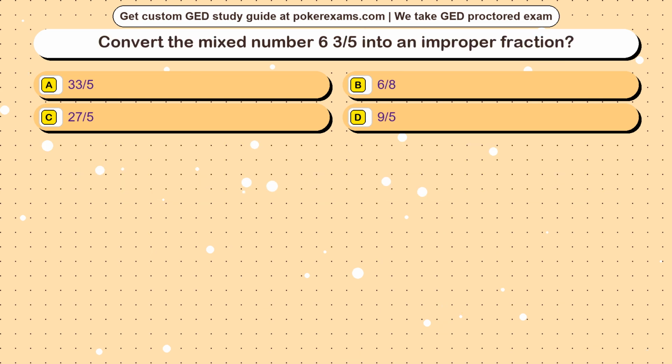Question 23. Convert the mixed number 6 and 3/5 into an improper fraction. Option A, 33/5. Option B, 6/8. Option C, 27/5. Option D, 9/5.